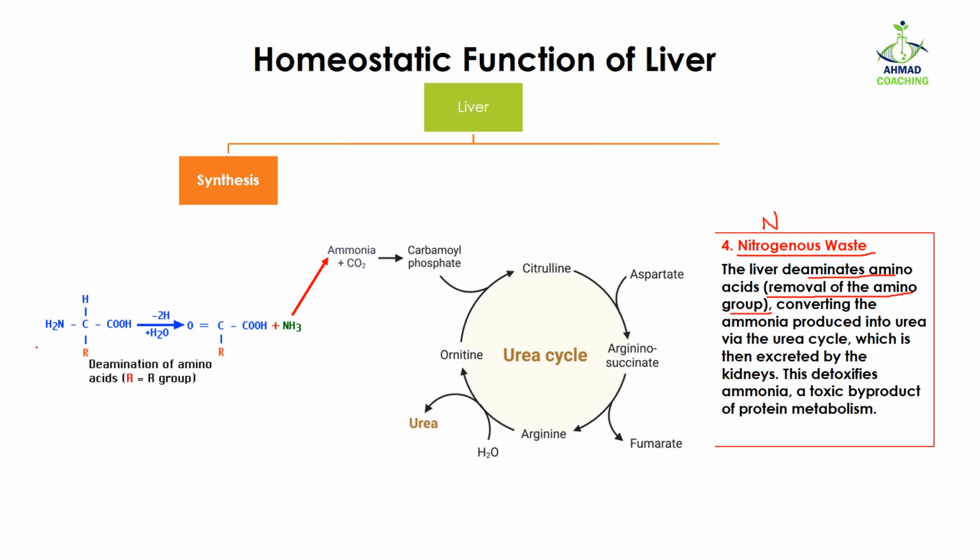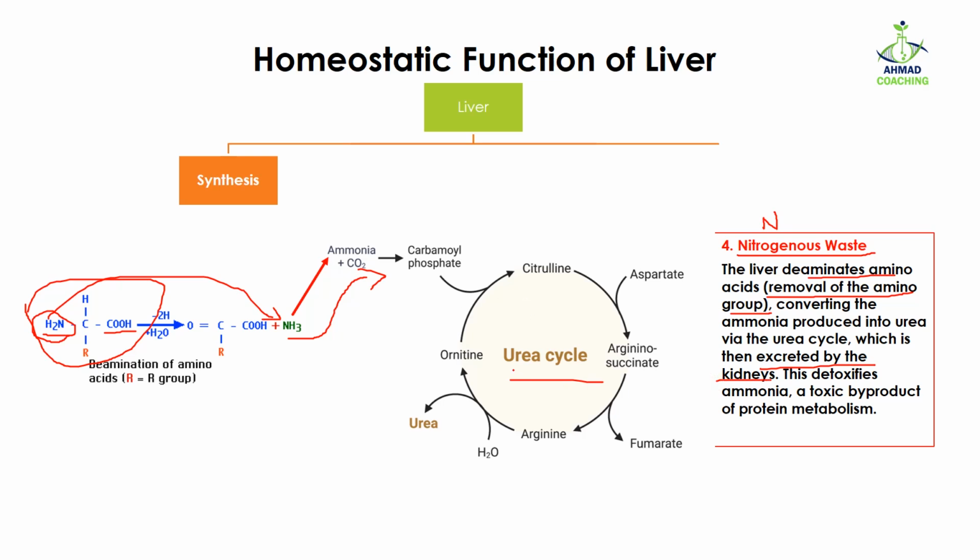Here we can see the structure of an amino acid. In the amino acid, the carbon center has both the carboxyl group and the amino group attached. In the process of deamination, this amino group is removed from the amino acid and is converted into ammonia. This ammonia then enters the urea cycle, and here you can see it is then excreted by the kidney.